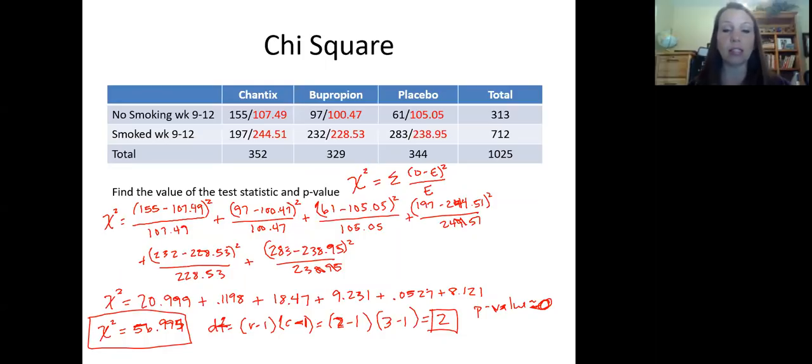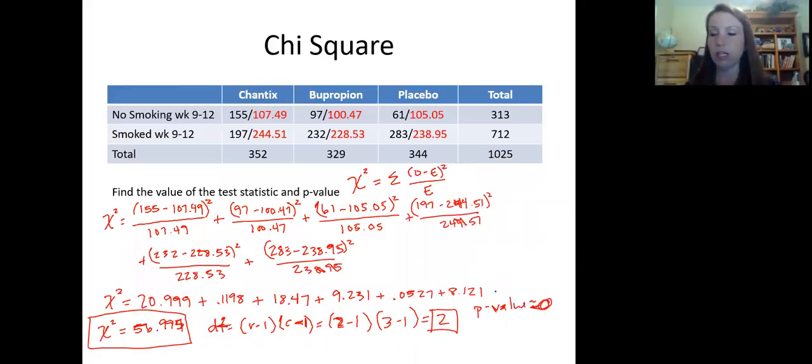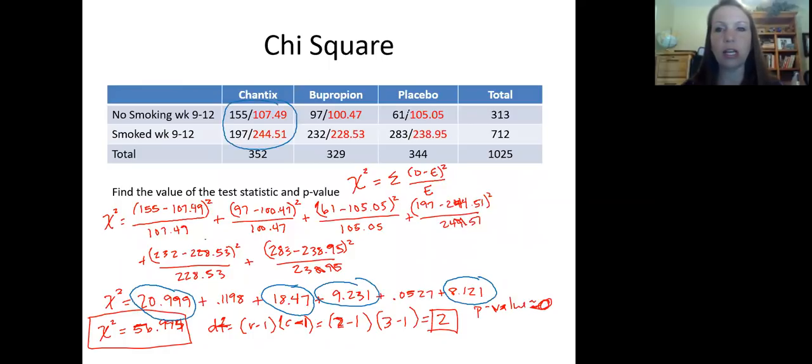So now we can take this to the next step and figure out where those differences are. So what I do for this one is I look back at all those contributions to the chi-square, and I'm looking for the biggest ones, and I'm going to examine what's going on in those cells and see if that helps me figure out where all these differences are coming from. So really that corresponds to what's going on here with Chantix and what's going on with the placebo.